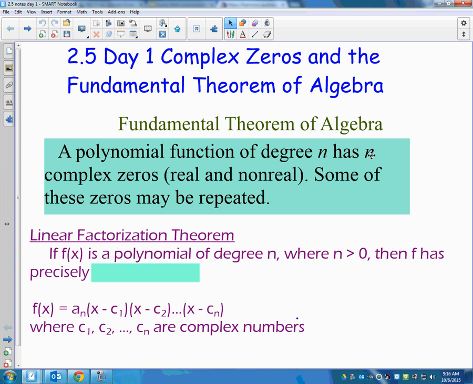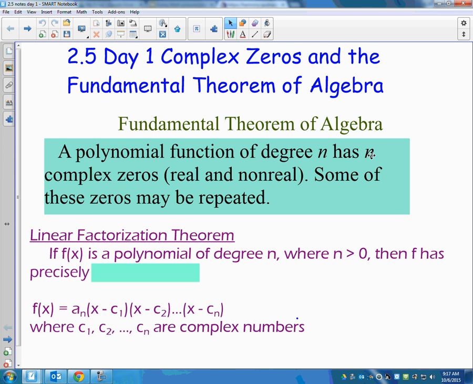We said before that it could have at most n zeros. Well, now that we can talk about complex zeros, we can say that a polynomial of degree n has exactly n zeros. Some are real, some could be non-real, and a repeated zero, right? If it has a multiplicity of 3, that actually counts as 3 zeros. You have to keep that in mind when you're finding all your zeros. So that's something you did in Algebra 2.